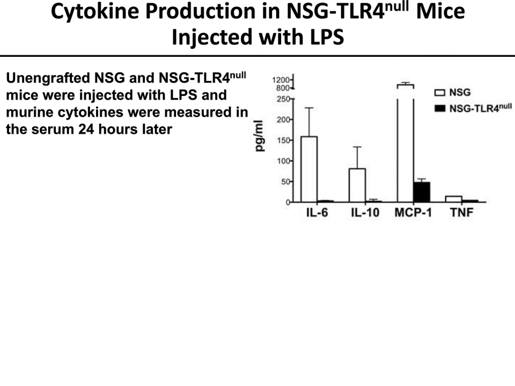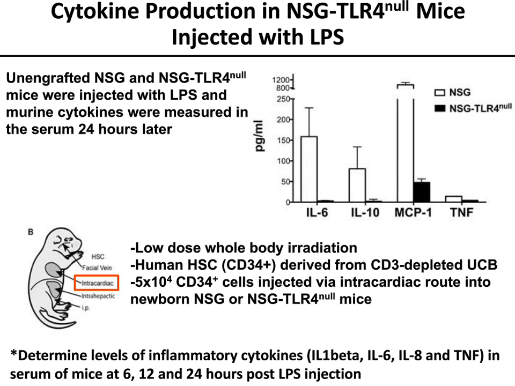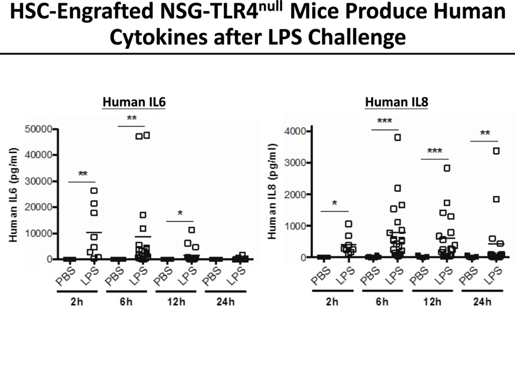So for the basic experiment, we used our newborn engraftment model, again, low-dose whole-body radiation, and hematopoietic stem cells derived from CD3-depleted umbilical cord blood. In this experiment, we injected 50,000 CD34 cells by intracardiac route into our newborn NSGs or TLR4s. I'm only going to show you the TLR4 data in this experiment. We looked at the levels of human inflammatory cytokines in the serum of mice at 6, 12, and 24 hours post-LPS injection. For simplicity's sake, I'm only showing you the responses to IL-6 and IL-8 in mice that were challenged with PBS or LPS.